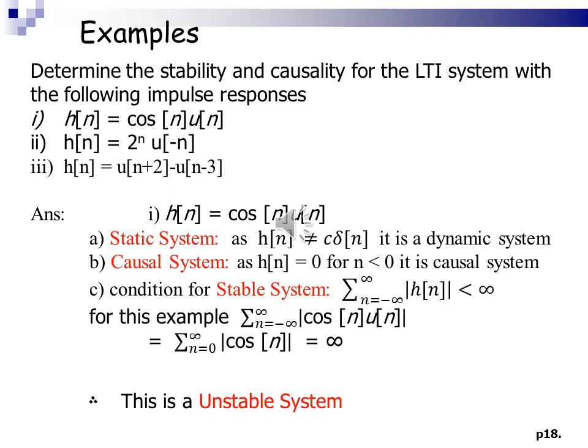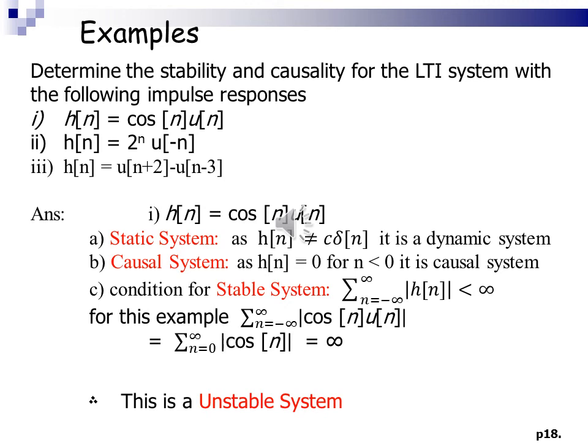So first understand the job of u of n. Whenever any signal is multiplied by u of n, the signal nature on the positive axis is retained as it is, and the negative axis part is cut down, that means it is made 0. So what we have is a cos function for positive values of n. My signal will start from 0, go up to infinity, and it will be a cosine wave. Once we understand the nature of the impulse response, now we can start with the classification.